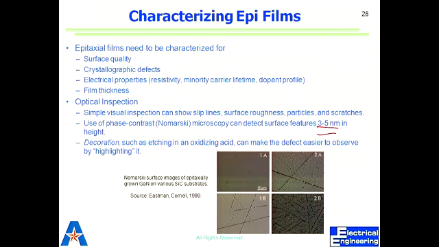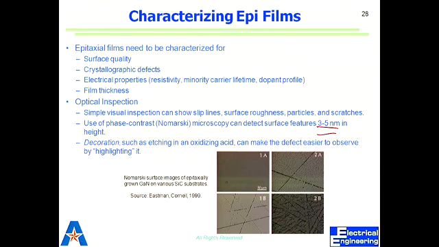How do we characterize epi films? Can we see the epi growth with an optical microscope? It depends on how much you're growing. How much do we grow? 0.8 to 50 microns, right? So it's 80 nanometers to 50 microns, a broad range. So we can at least see the uniformity of the film with an optical microscope.